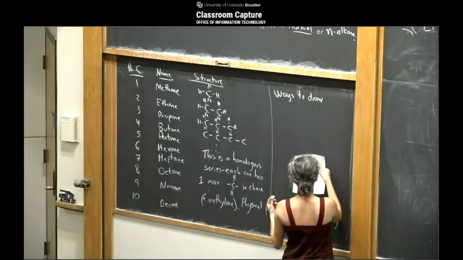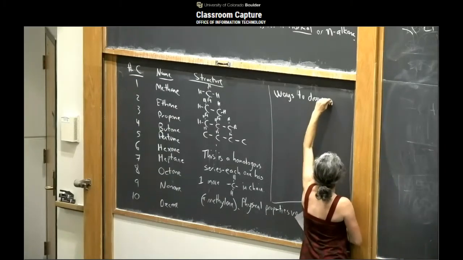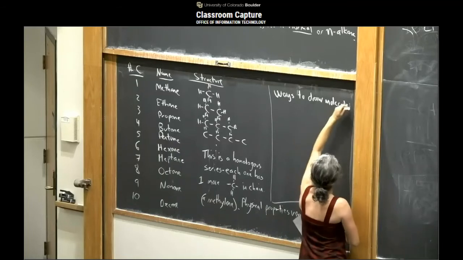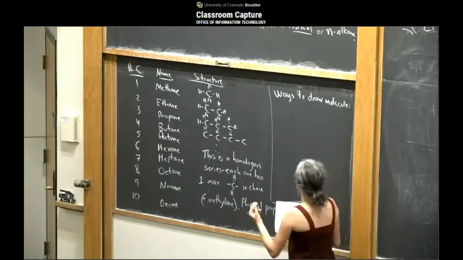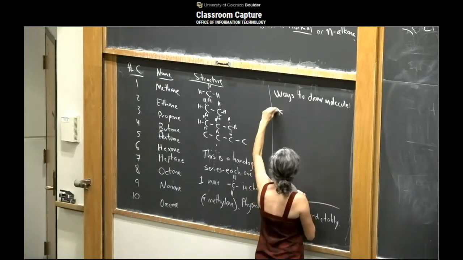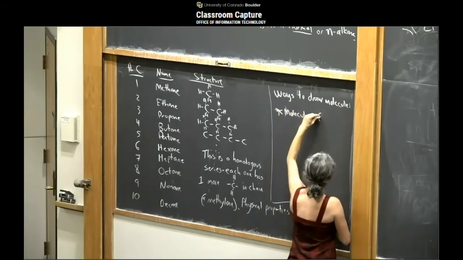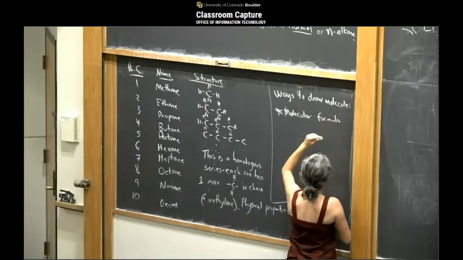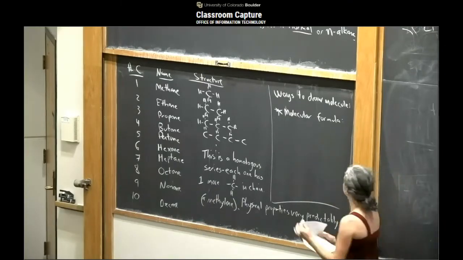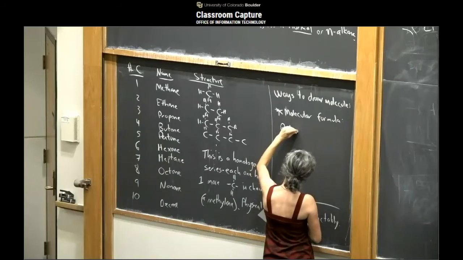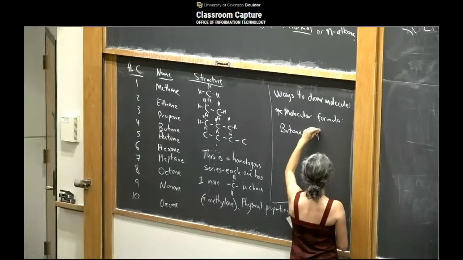Okay, so we're going to be looking at several different layers of detail. The least detailed way that we could do it is just by saying the formula. So the molecular formula. This is just how many of each type of atom there are. So I'm going to be doing this for butane as my example. Butane is just going to be C4H10.